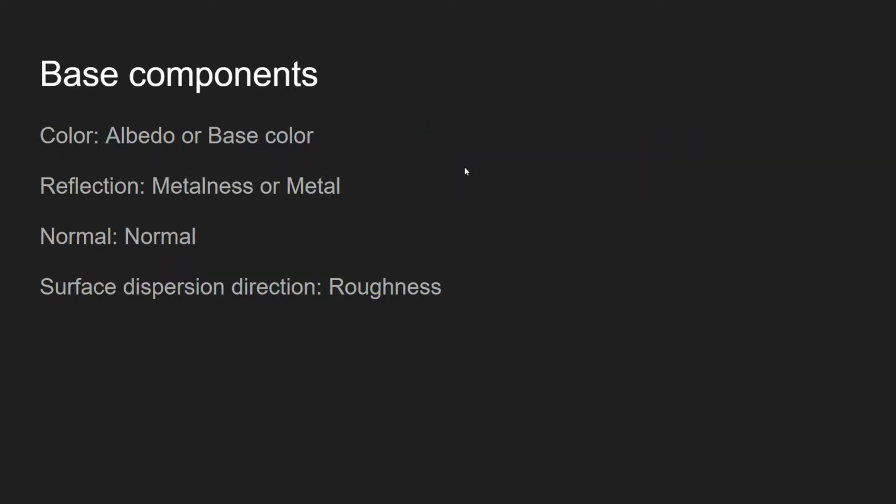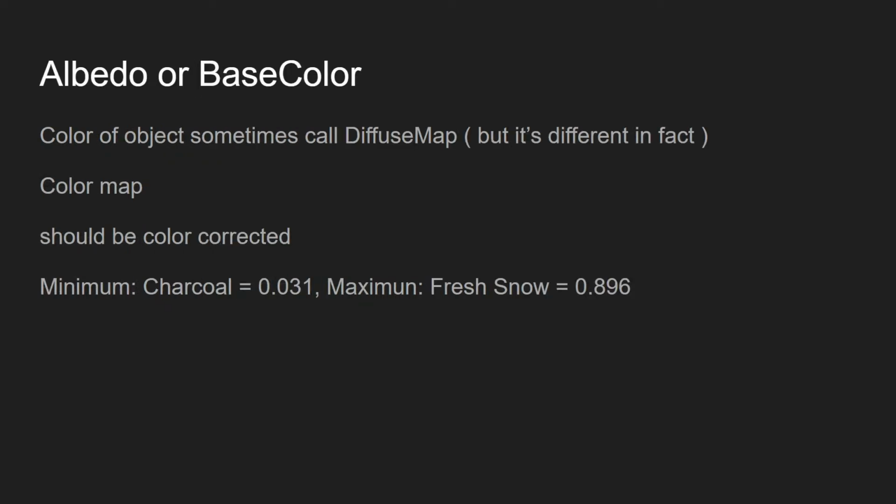One of them, what I call color, I'm going to refer to as albedo or base color. And the reflection, I'm going to refer to as metalness or metal map. Normal is going to be normal, and surface dispersion direction is going to be roughness, and of course the opposite of roughness is going to be glossiness. What is albedo?